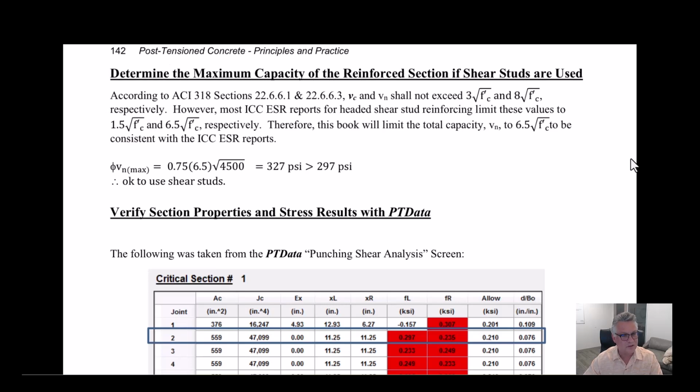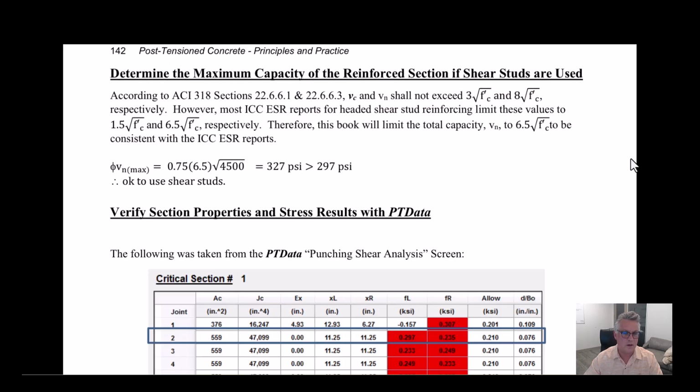And then it has a strange statement. It doesn't specifically say that Vn can't be 8 square root f'c, but it says you must modify the other capacities accordingly, or something like that. And that's where the big debate comes in. I've run into a number of engineers that read that to say, yeah, I understand 3 square root f'c goes to 1.5, but I'm still going to use the 8 as the maximum. The statement in the ESR reports clearly states that you must adjust all the values.